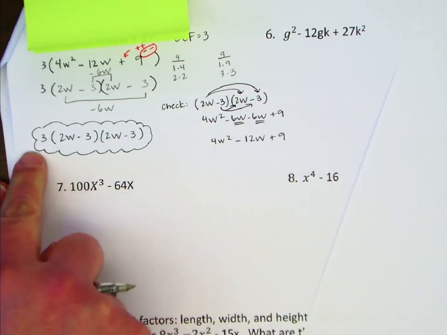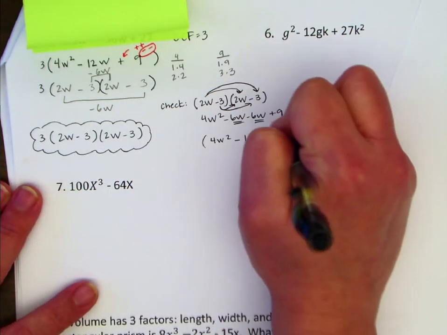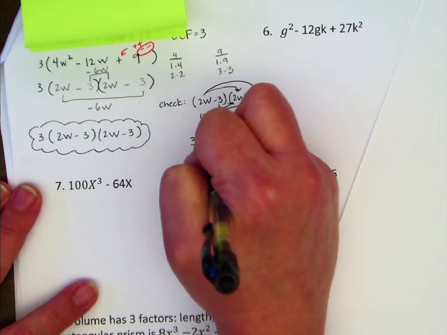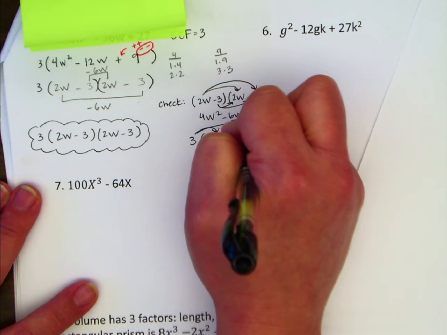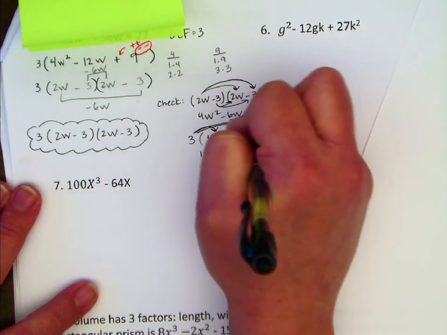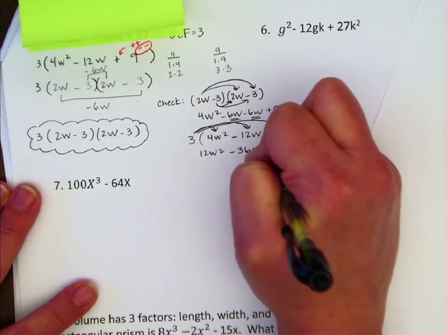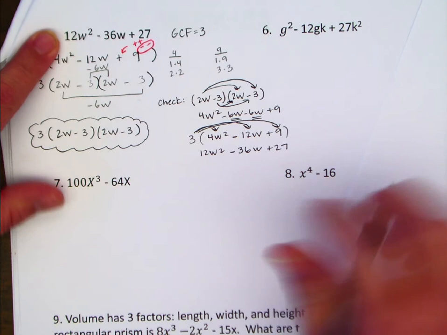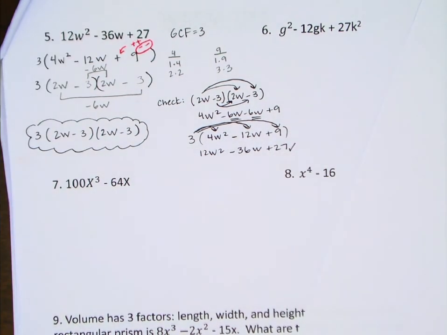And then don't forget we have that 3 chilling in the front. Now you have to distribute that 3. So 3 times 4 is 12, so 12w squared. 3 times 12 is 36, so minus 36w. And 3 times 9 is positive 27. Is that what we were looking for originally? Yes. Checks out. All right.